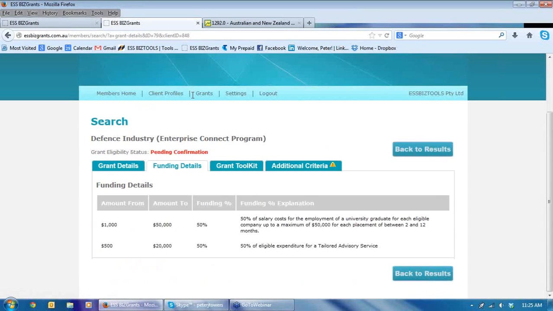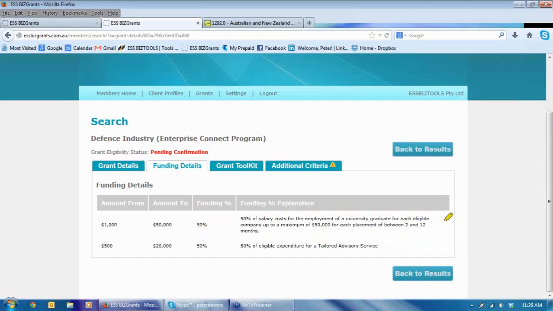If you click on the funding details, you will see the funding details that do apply. And there are two components to Enterprise Connect grants. We have this one here, which is a grant to assist in the funding of a university graduate. A lot of people don't know this one exists or forget about it.